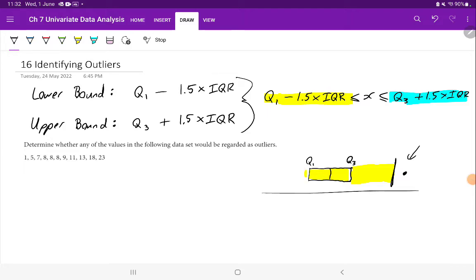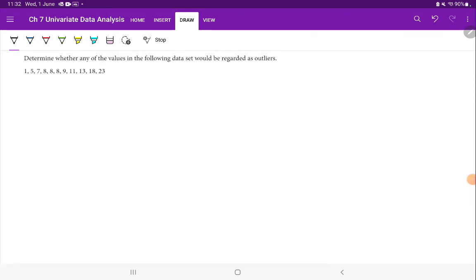Alrighty, so let's actually go through an example calculation. Determine whether any of the values in the following data set would be regarded as outliers. Alrighty, well, what do we need? Well, we need our Q1 and our Q3 and our interquartile range. Well, in order to find any of that, we need our median first. Is the data in order? Yes, it is. So let's do our median first. How many data is that? 1, 2, 3, 4, 5, 6, 7, 8, 9, 10, 11.